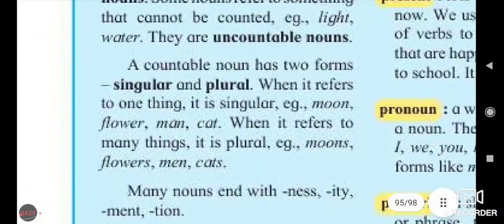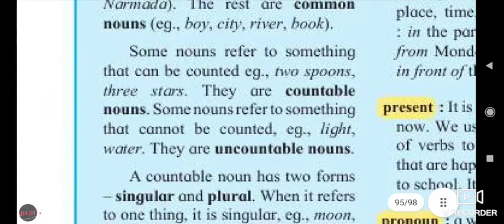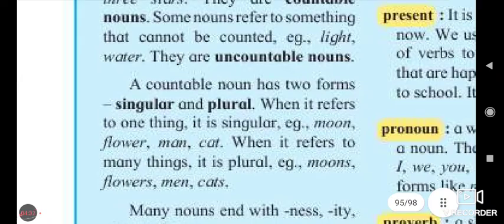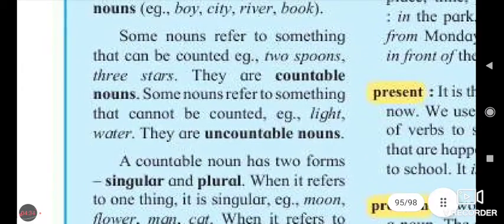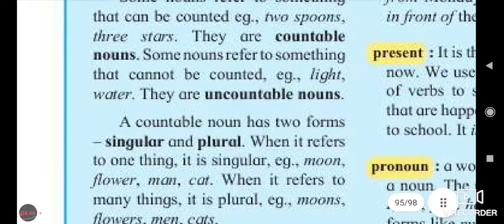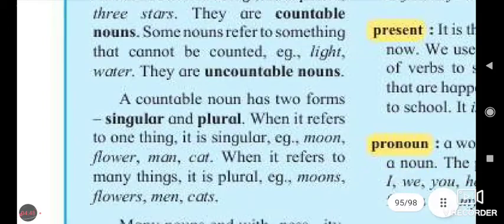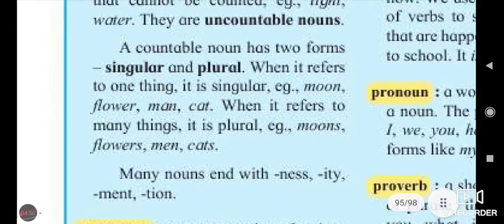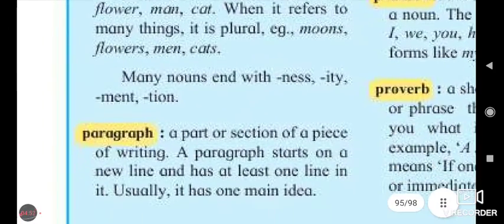So these are the totals. Here we have noun, countable nouns. In the previous lecture we saw these nouns. Countable nouns are like two spoons, three stars, etc. And uncountable nouns are light, water. They are uncountable. So countable, uncountable, singular and plural are kinds of noun.